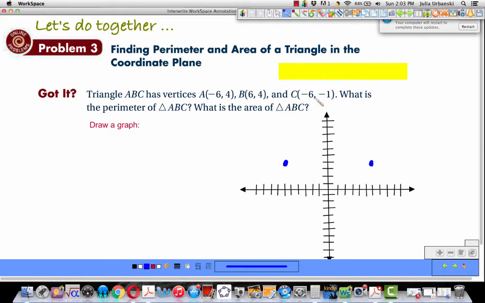And C is at -6, -1. So we go back this way. 1, 2, 3, 4, 5, 6, -1. So this is the A, this was the B, and this was the C.